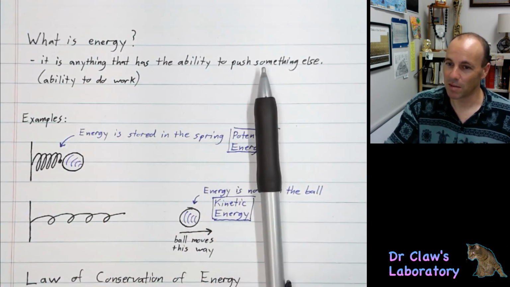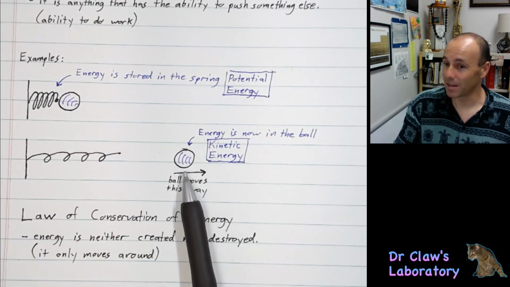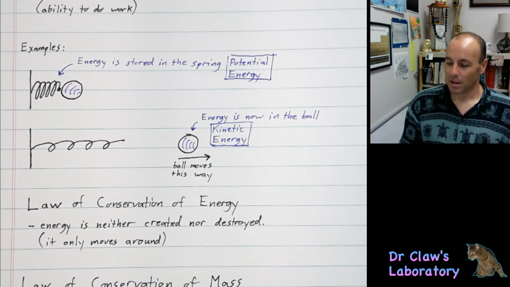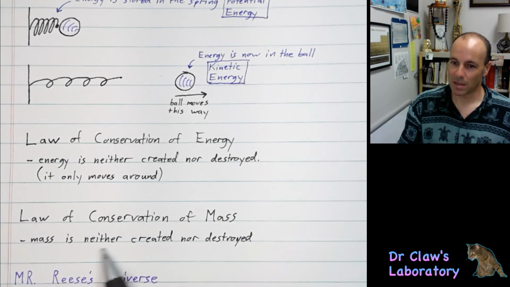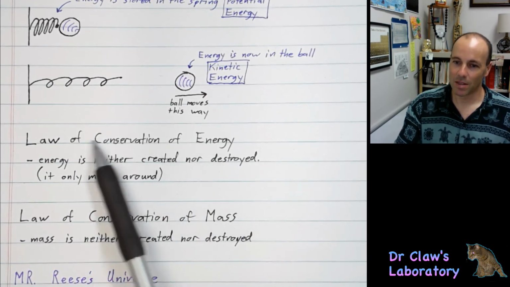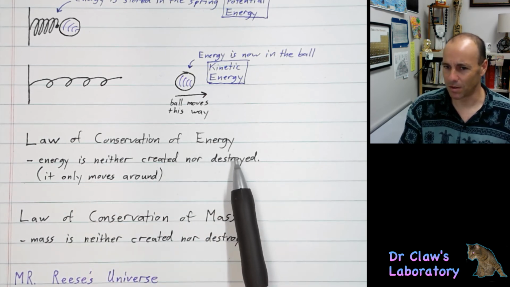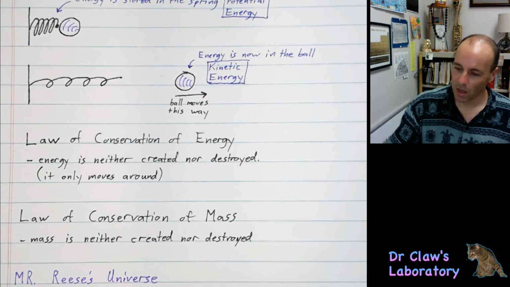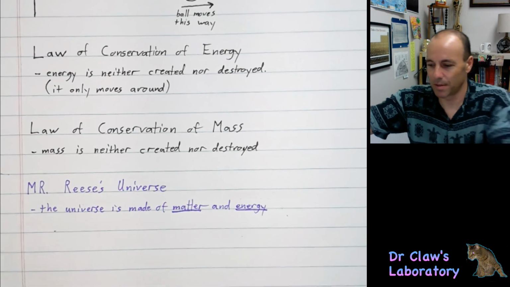Energy is anything that can push something else, and whenever it leaves one object, it has to go to another object. And just like the law of conservation of mass, which says mass is never created nor destroyed, there is a law of conservation of energy. Energy is never created nor destroyed. It just moves around. So the last part is I want to tell you about Mr. Reese's universe.